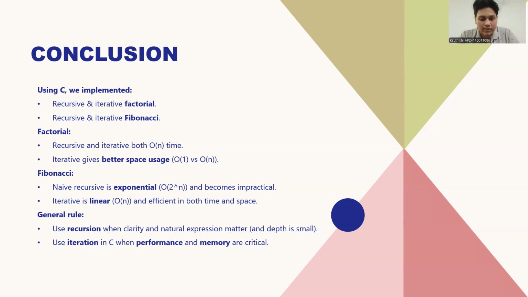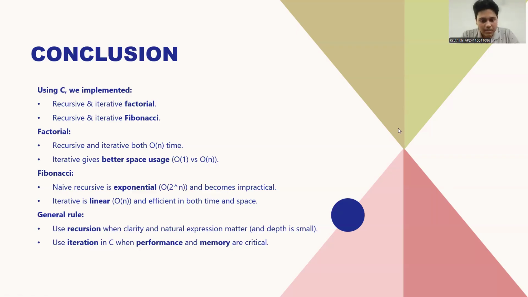For Fibonacci, the difference is even bigger. The naive recursive method grows exponentially, but the iterative works in linear time and uses very little memory, making it clearly the better choice.